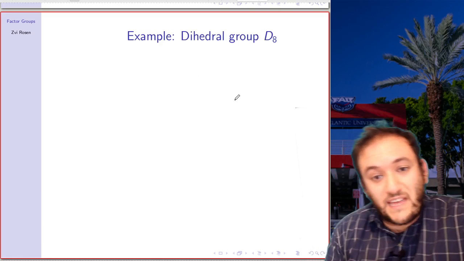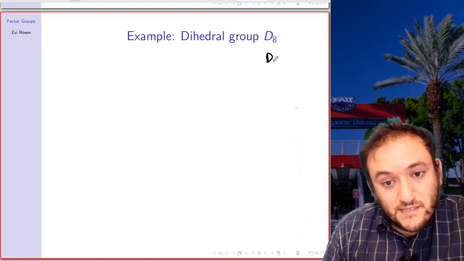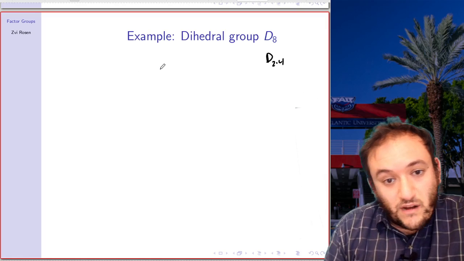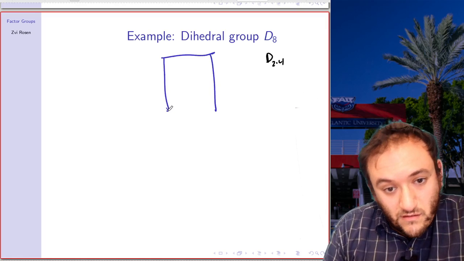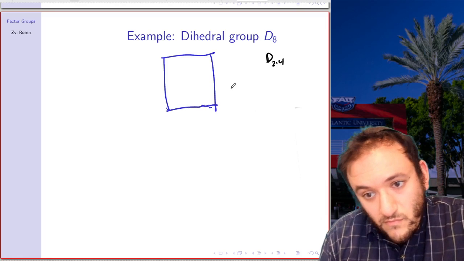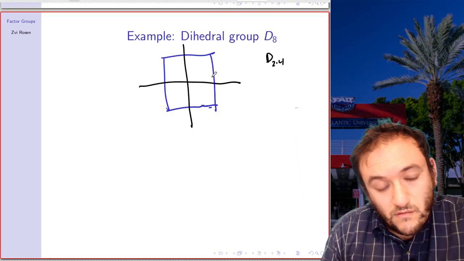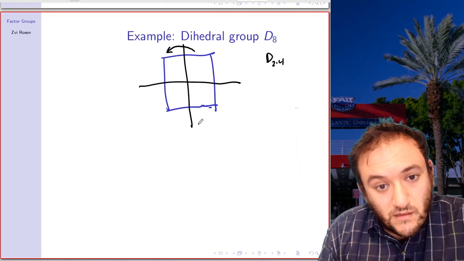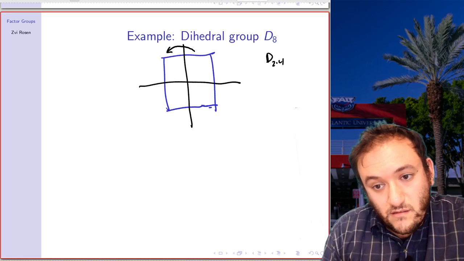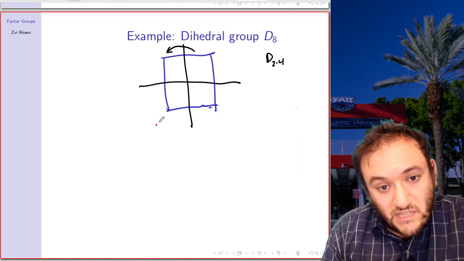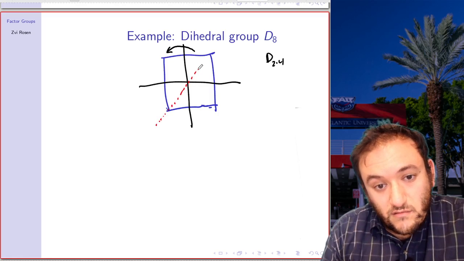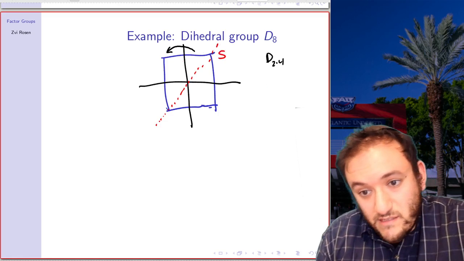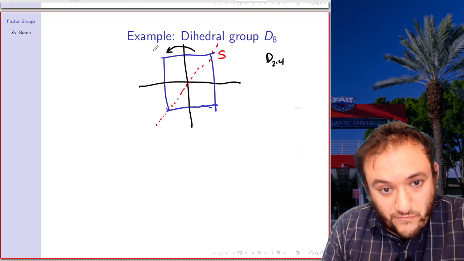Now let's consider the dihedral group D8. I've also called this D 2 times 4. This is the group of symmetries of the square. So we have rotation by 90 degrees, and there's reflection across some line. Let's use this line. So if this is S, this is R for rotation.